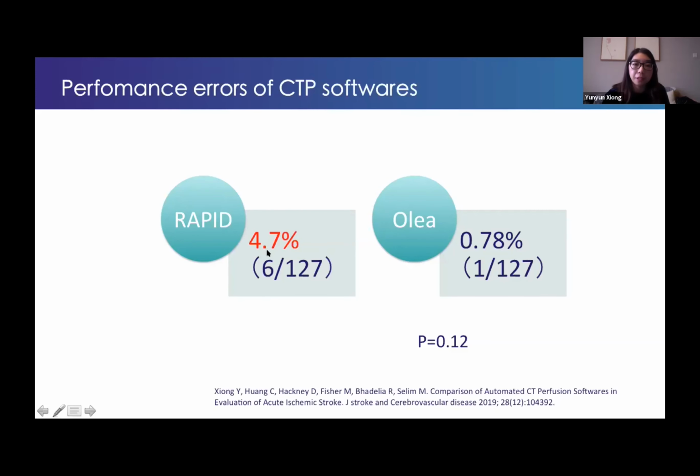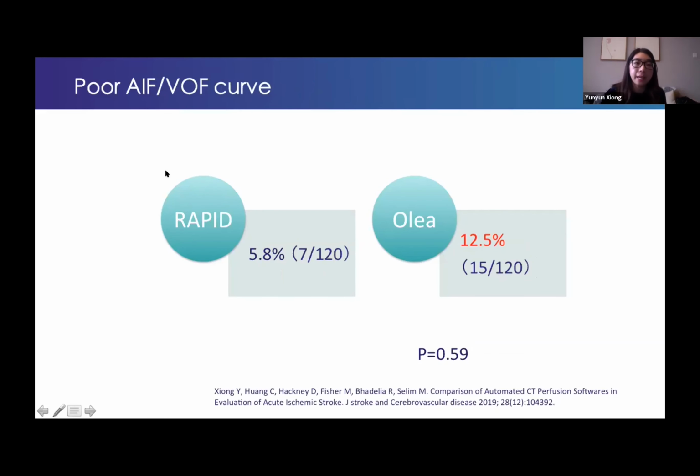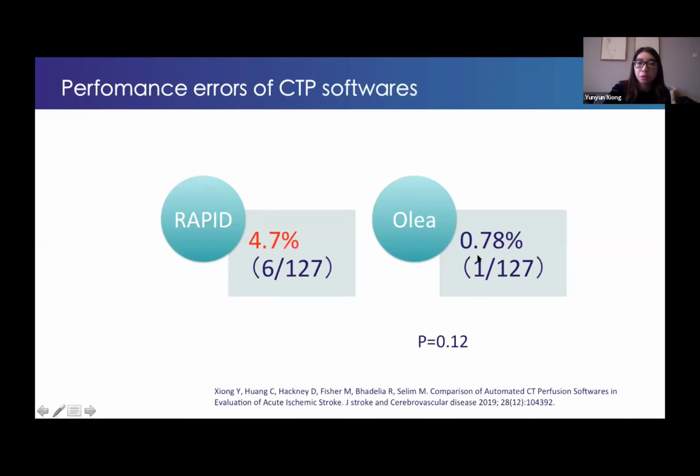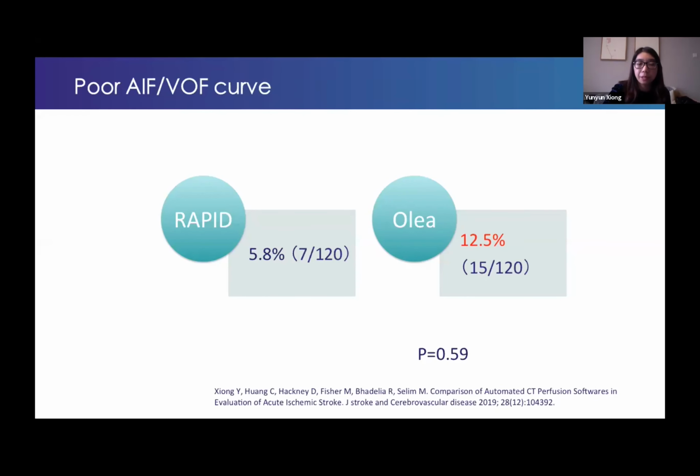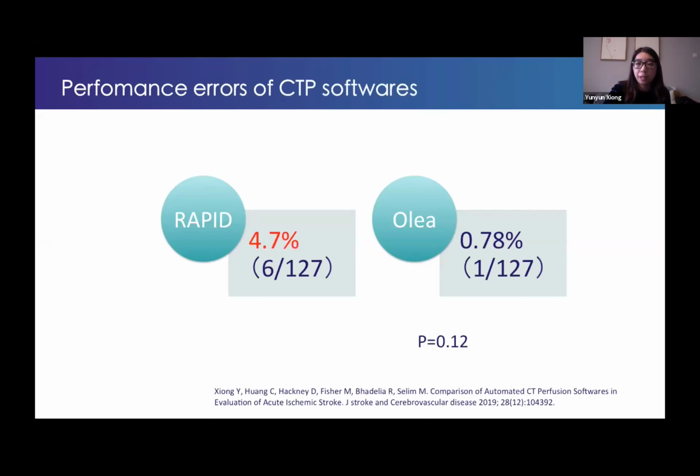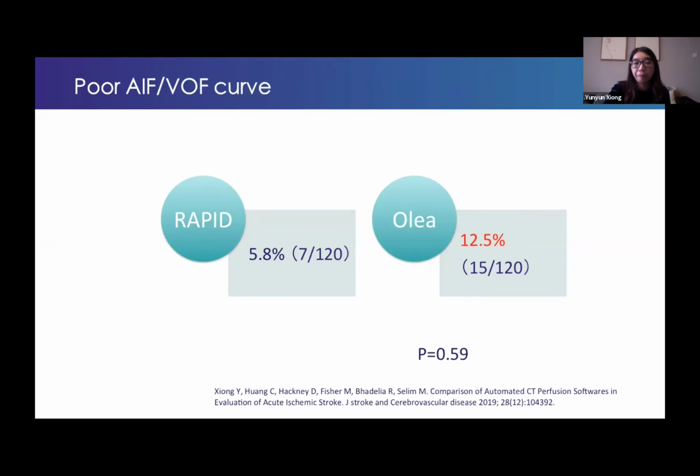And RAPID failed in 4.7% of patients, without giving any result, and OLEA failed in less than 1%. And when we look at the AIF and VOF curve, as I said before, this is very essential for the perfusion imaging. RAPID failed with a poor AIF or VOF curve in 6%, and OLEA with a poor curve in 13%. So adding together, RAPID failed in around 10% of patients, and OLEA failed in 13% of patients.